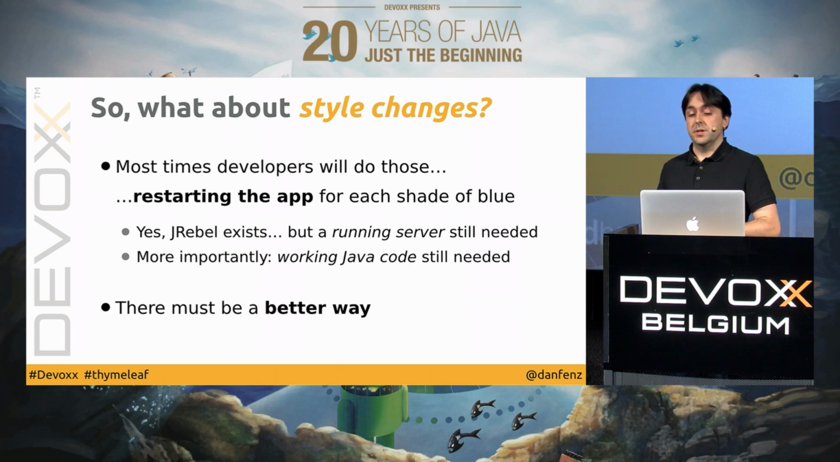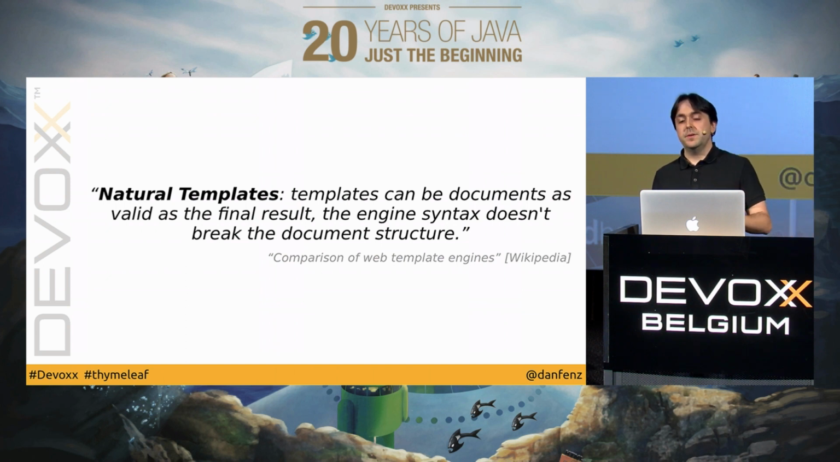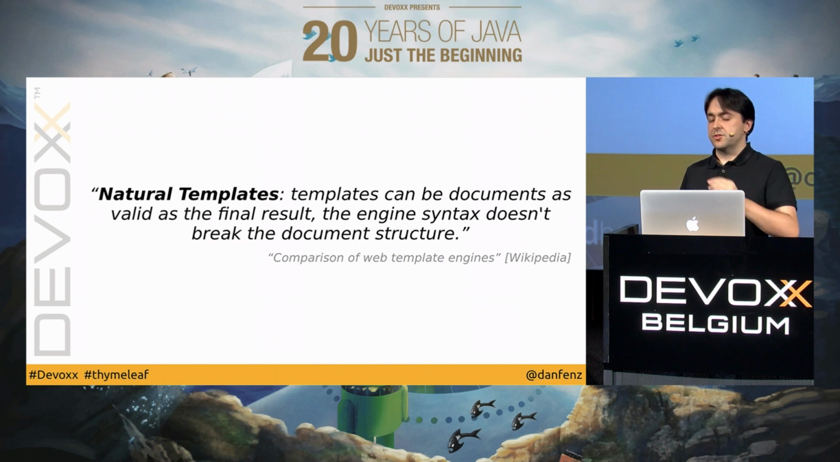Actually, probably there are many better ways, but one of them, which is the one that Thymeleaf applies, is natural templates. Natural templates is not a term that I coined. It is something that I saw on Wikipedia once when I was in the early stages of Thymeleaf development. I went to that page there, the comparison of web template engines, and one of the columns of characteristics by which they were comparing the template engines was natural templates. And the legend says, templates can be documents as valid as the final result. The engine syntax doesn't break the document structure. And then I thought, okay, that looks pretty much like what Thymeleaf does. So from that moment on, I started saying that Thymeleaf does natural templates.